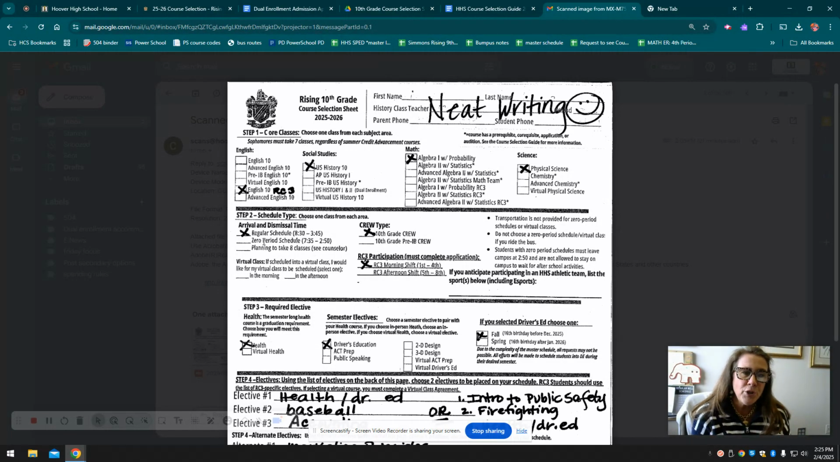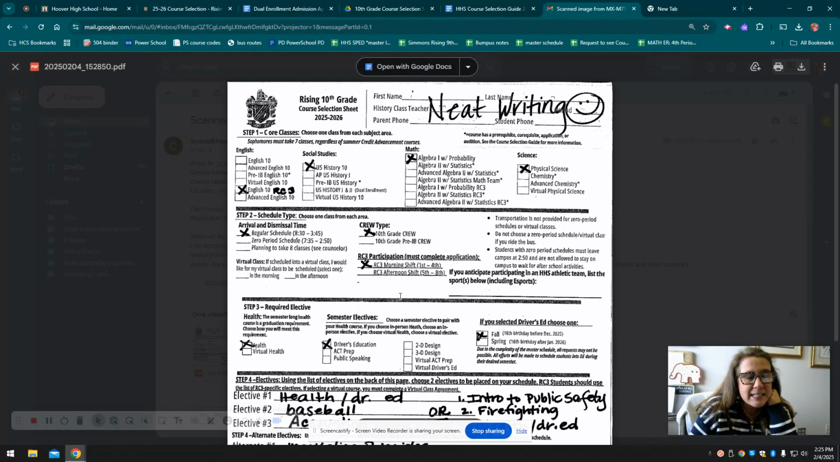They're going to choose their crew, and if they are doing RC3, they're going to decide if they want to do the morning or afternoon. We cannot always honor that, but if they do a sport, it's good to list that so that we know about that.